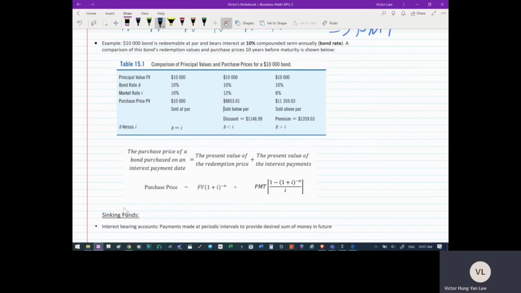The next definition that you need to know is sinking fund. A sinking fund is payments made at periodic intervals to provide a desired sum of money in the future. Basically, we're putting money into an account so that we can save enough money for the future. In most cases, our present value is 0. We have our PMT, the periodic payments, and then we have our desired sum of money in the future, which is our future value. That's a sinking fund: you're saving up money periodically for future uses.